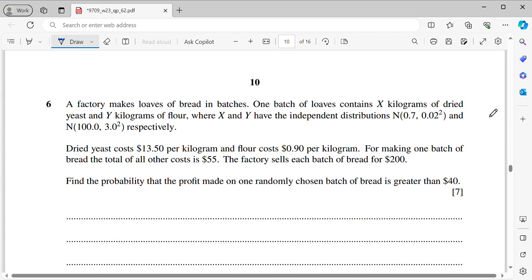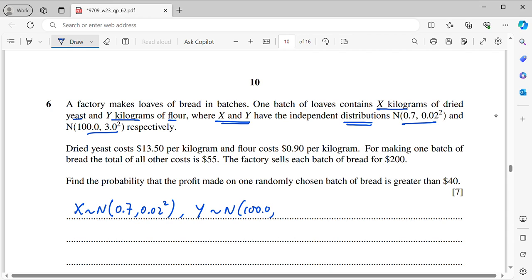Now for question number 6. A factory makes loaves of bread in batches. One batch of loaves contains X kilograms of dried yeast and Y kilograms of flour, where X and Y have independent distributions. This will be the distributions. So now I will just write down first. X will be normally distributed with mean 0.7, variance 0.02 squared, and then my Y is normally distributed with mean 100.0 and variance 3.0 squared.